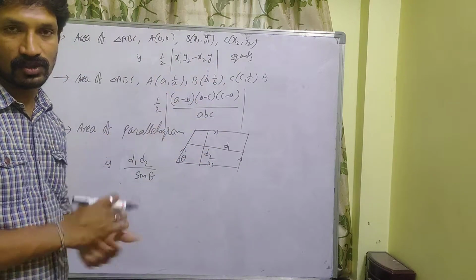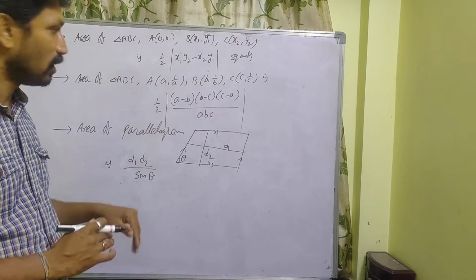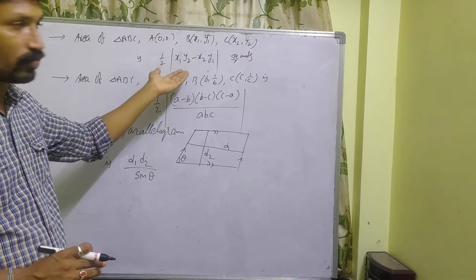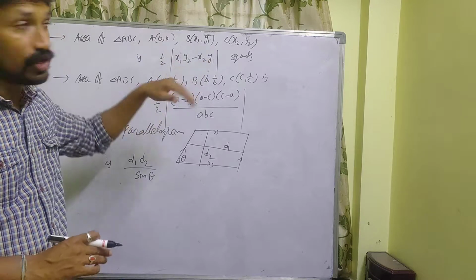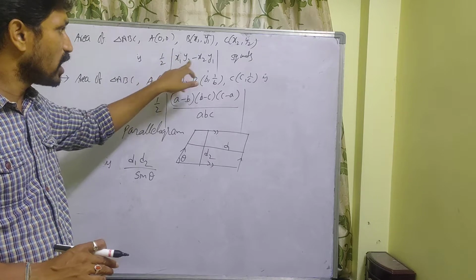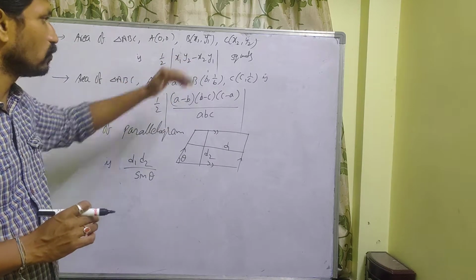Like that, I give some more formulas based on area of the triangle. Any one of the formulas you can use. That is lengthy. If you use this formula, it will be easy. So half x1 y2 minus x2 y1. If in the place of x1 y1, you take 0 comma 0 and simplify, directly you get this answer. So that's why you can use this one.